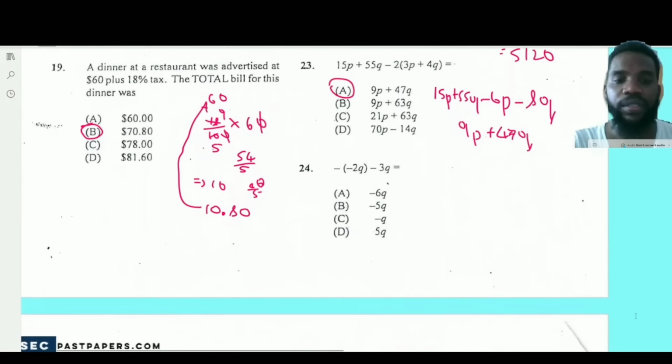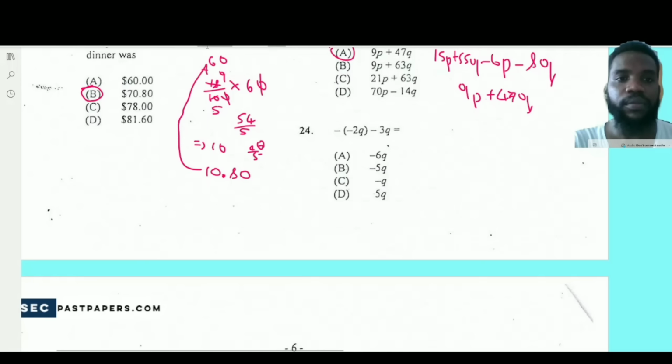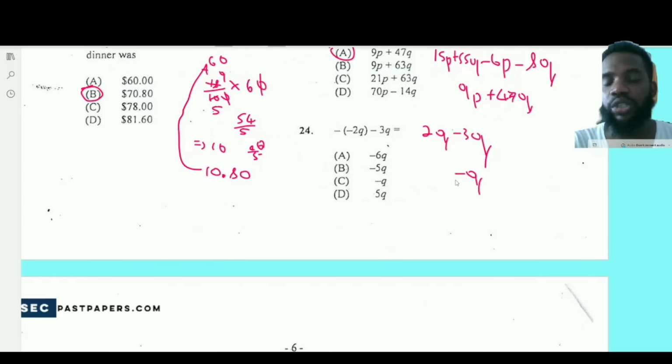Question number 24. It says, now look at this carefully. Of course you have to work brackets first, but the negative of a negative is naturally going to be positive 2q minus 3q. You owe 3, you have 2, you give them the 2 that you owe them, you're still going to owe them 1. So it's going to be negative q. Some persons write negative 1q, but q without the 1 means 1q. Alright, so the answer is C, as in cat. Alright, let's take this down.